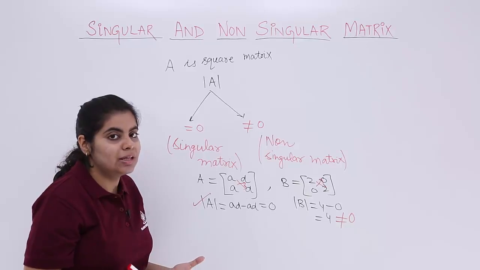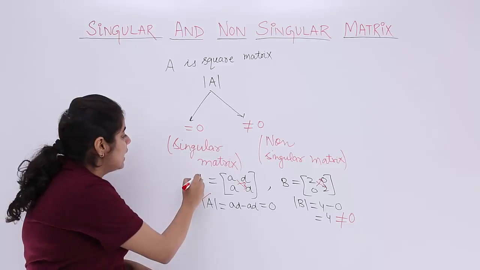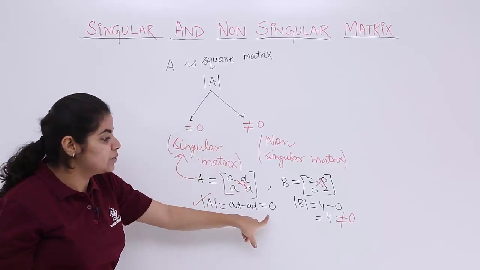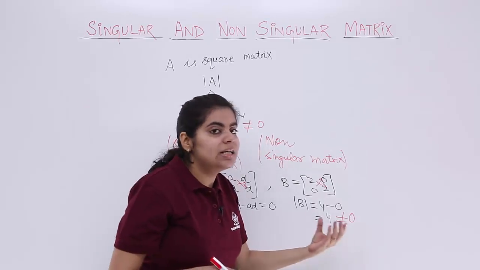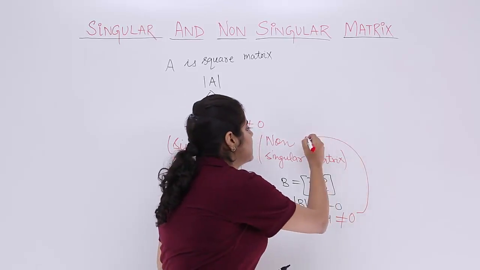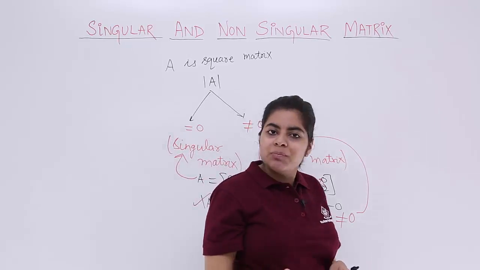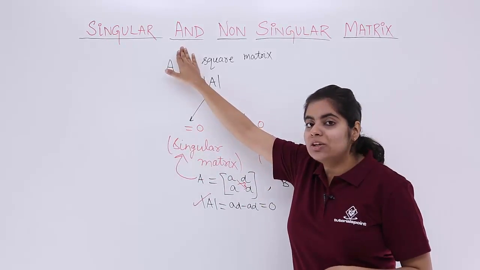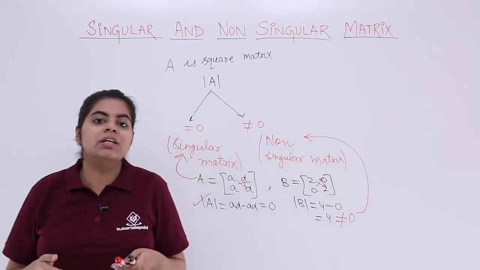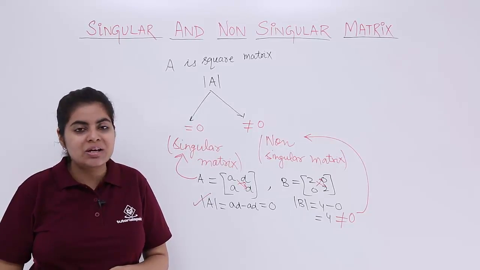So in this example, my matrix A is an example of a singular matrix because the value of det is coming out to be equal to 0. And since here it is 4, or anything other than 0, not equal to 0, it is an example of a non-singular matrix. So in this video, we covered a very simple terminology: what is a singular matrix and what is a non-singular matrix. Singular matrices will always yield a determinant value of 0. Non-singular matrices will not yield a determinant value of 0.